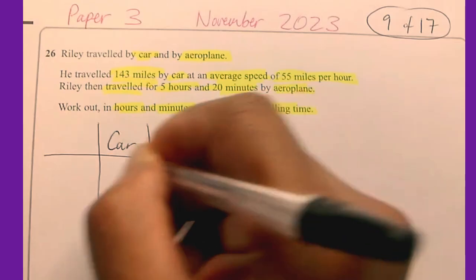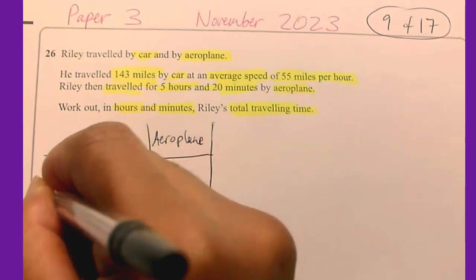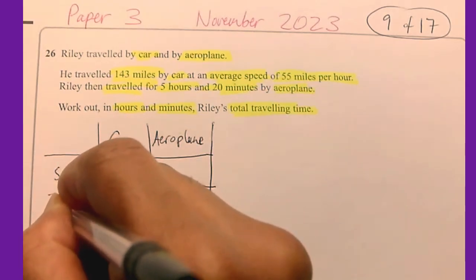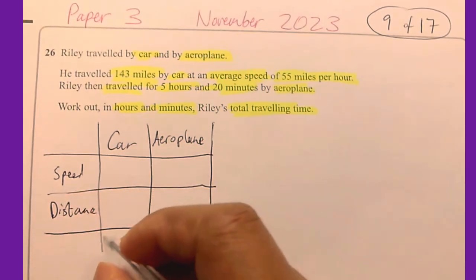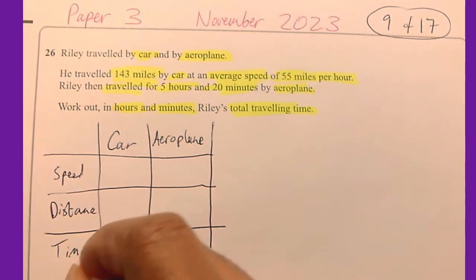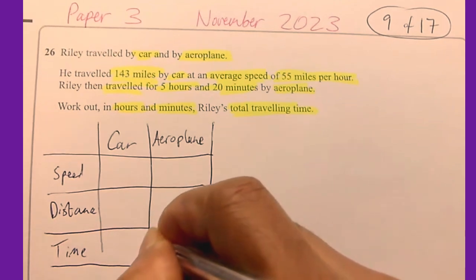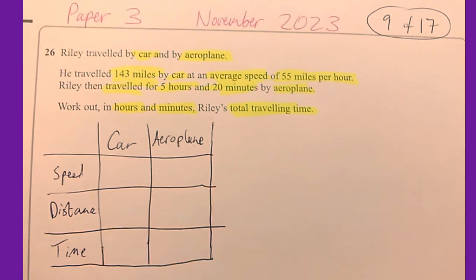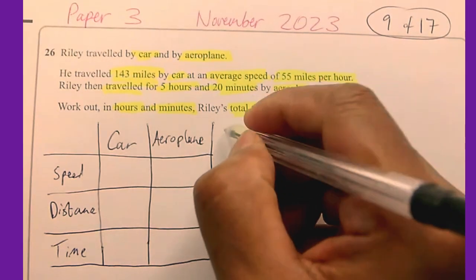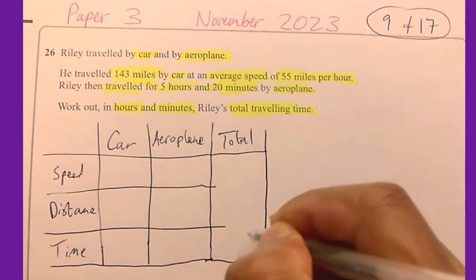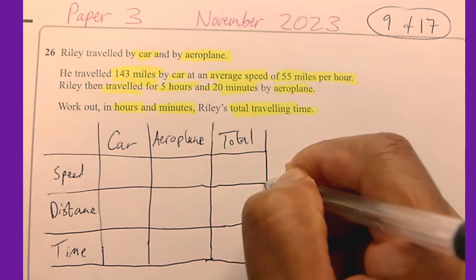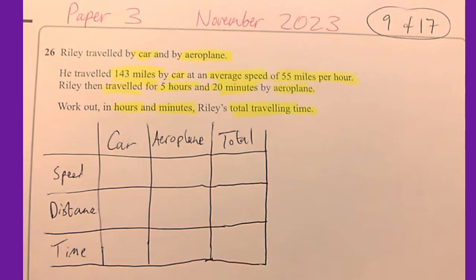We're going to have speed, distance, and then time. And that will reduce our difficulty for this question. If you're doing this without a table, it will be much, much harder. And also we want a total, so we need to add another column for total. So that is what we need to do. So by creating a table, the difficulty for this becomes much easier.